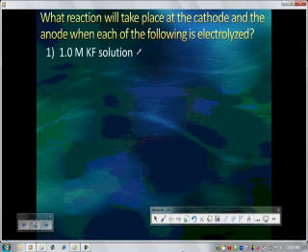So here we are with a 1.0 molar potassium fluoride solution, and by solution, let's remember, that means it's dissolved in water. So we want to write down accurately what the reactants are, because the question is asking what reaction will take place at the cathode, which we know is going to have to be reduction, and at the anode, and this one is our oxidation.